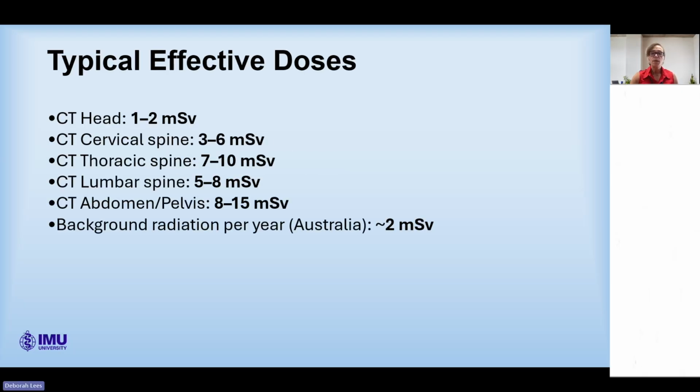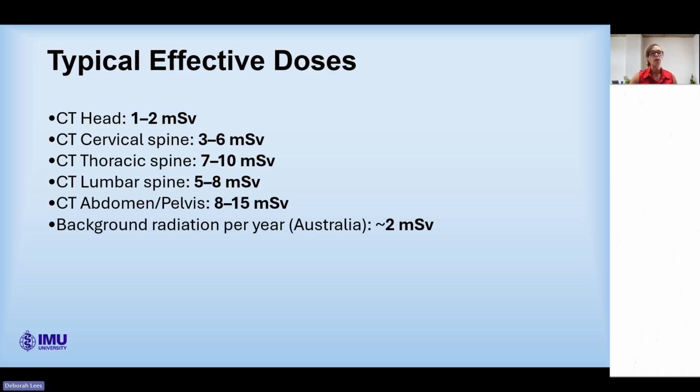So your typical effective doses, so this will be in millisieverts for various body parts. CT head, 1 to 2 millisieverts. CT cervical spine at 3 to 6 millisieverts, so we're heading on to a year's worth of radiation there. CT thoracic spine, 7 to 10 millisieverts, so nearly 2 years. CT lumbar spine, 5 to 8, so just under 2 years. CT abdomen pelvis, 8 to 15.